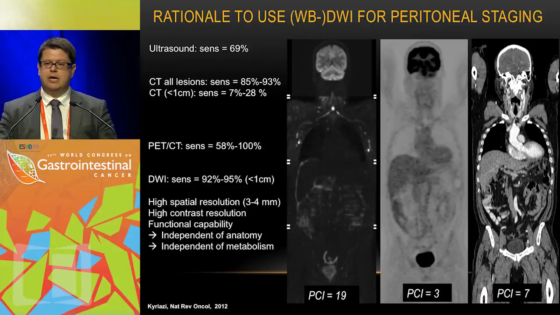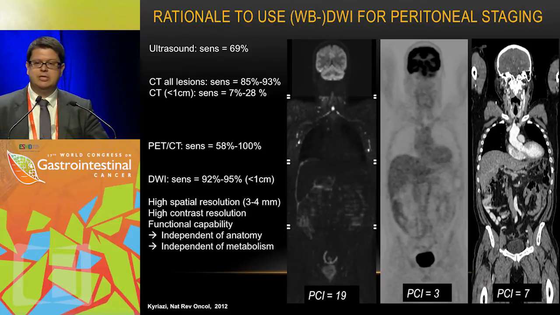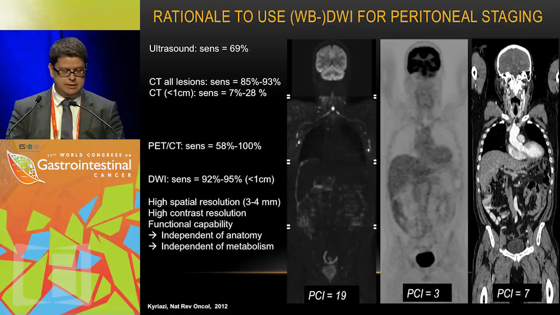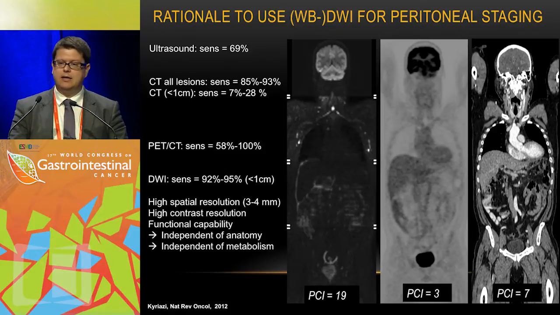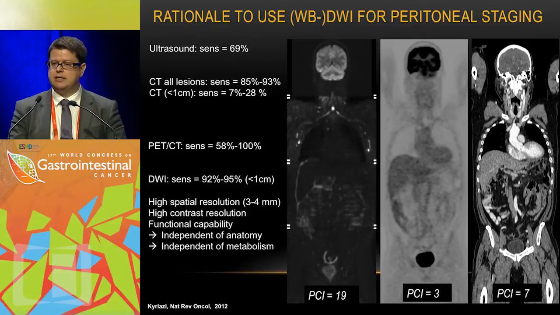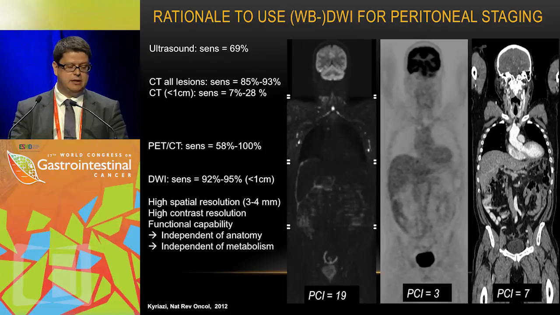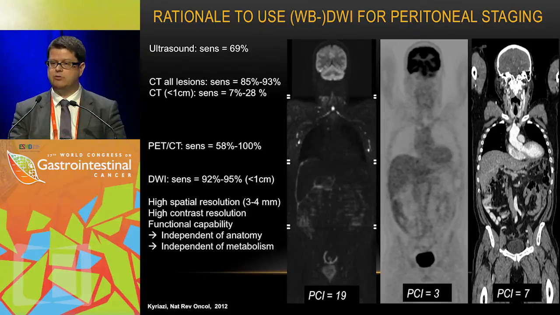So why would we use whole body diffusion for peritoneal staging? And I try to summarize this in this slide. It is not about detecting the actual peritoneal metastasis, because both the CT and the MRI would show this, but when you look at the lining of the peritoneum, this is a peritoneal cancer index estimation by the whole body diffusion. It says 19, non-operable. By the PET, it says 3, and the PET-CT and the CT say 7, so with the PET-CT, this would also be around 7.